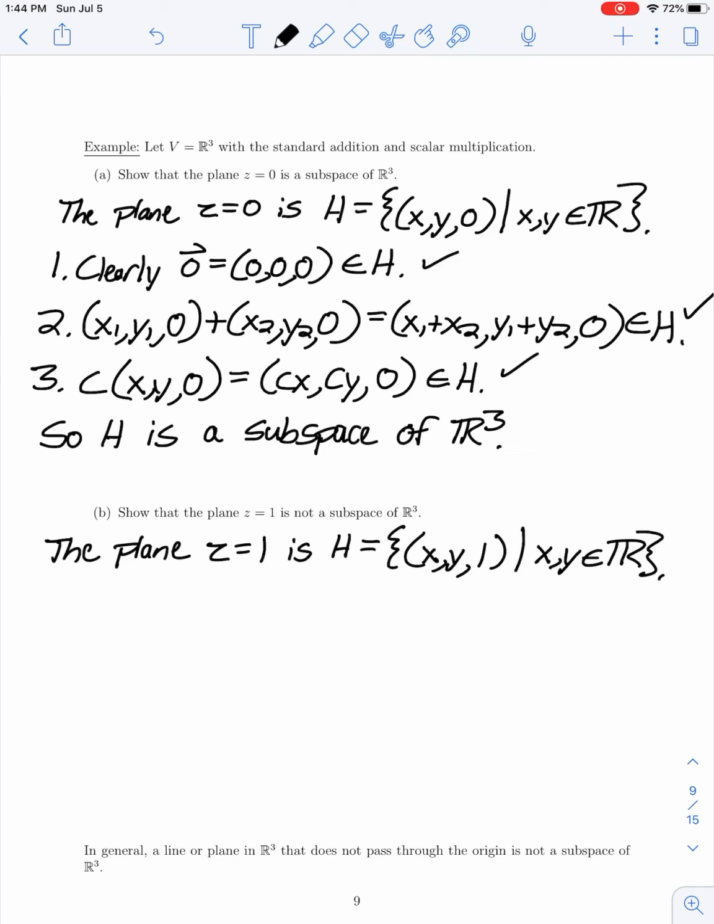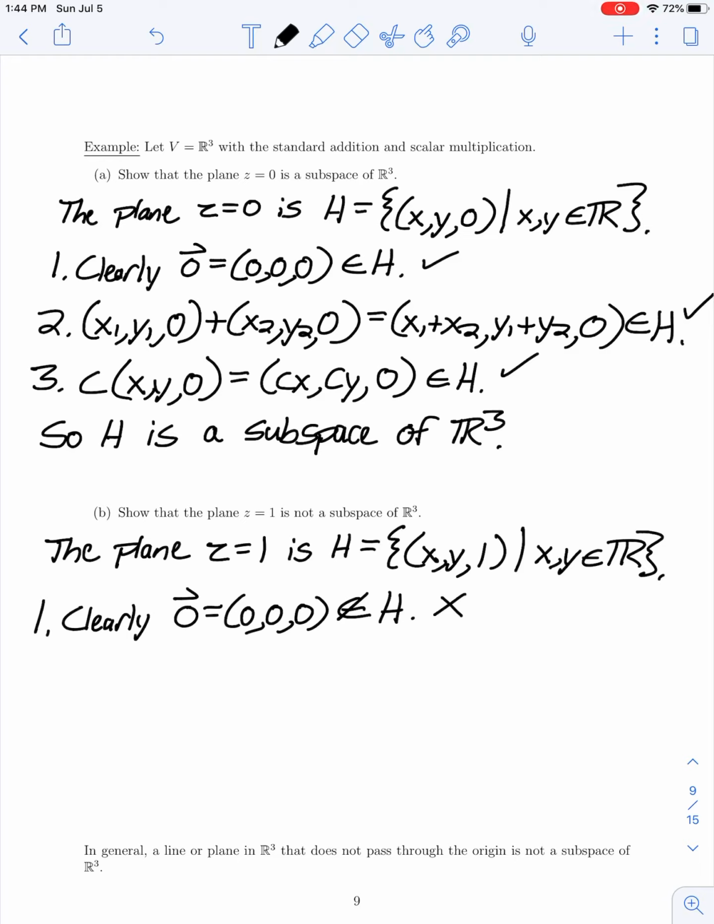We need to show that one of the properties of a subspace is not satisfied. And as with our previous example, there's multiple properties which fail to hold here. The easiest one to show is that this set does not contain the 0 vector. So here clearly the 0 vector in space, which would be 0, 0, 0, is not an element of this set H because the third coordinate is not equal to 1.